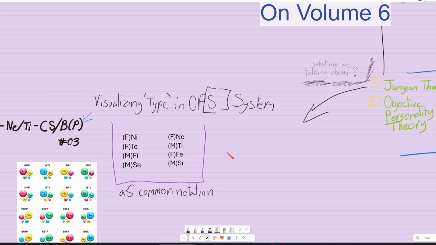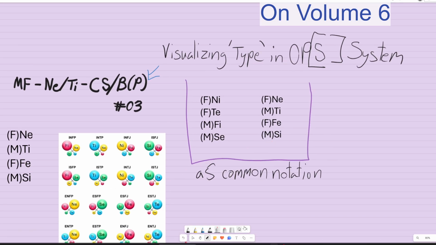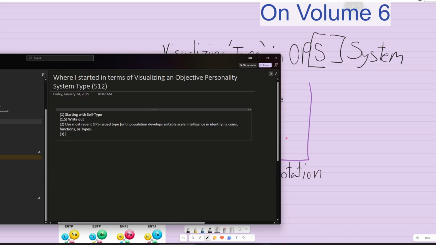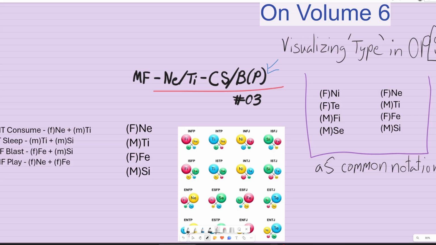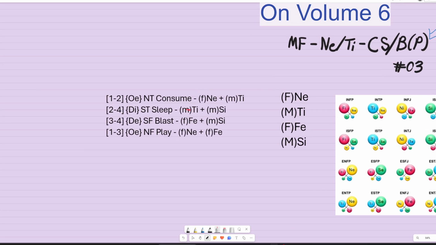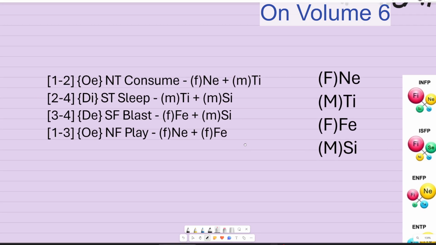And so, visualizing types. I want you to be able to visualize types, or I want you to be able to understand what I'm talking about when I talk about where I started in terms of visualizing an objective personality system type. So I started here in terms of formal notation. But I wanted to write out each of my functions, and this is what I got in terms of common notation.